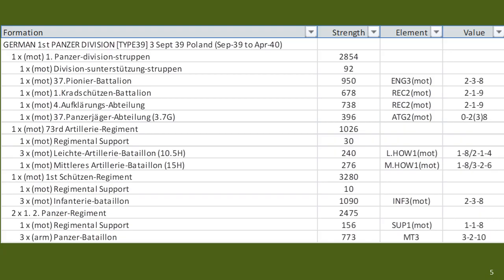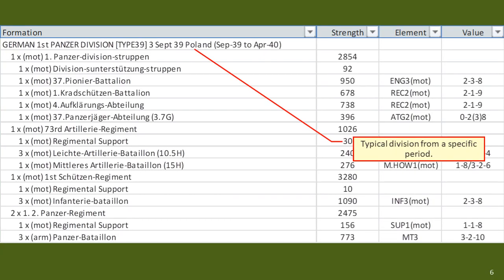Once I go down to the company level, this TO&E would be significantly longer and more complex. I may come back and break down battalions to company levels, but not in this video. Let's go over the charts I'll be using.